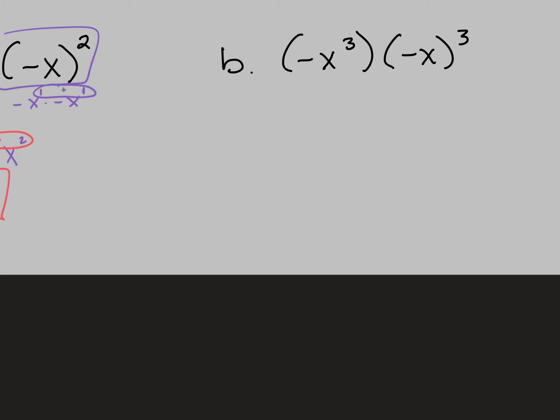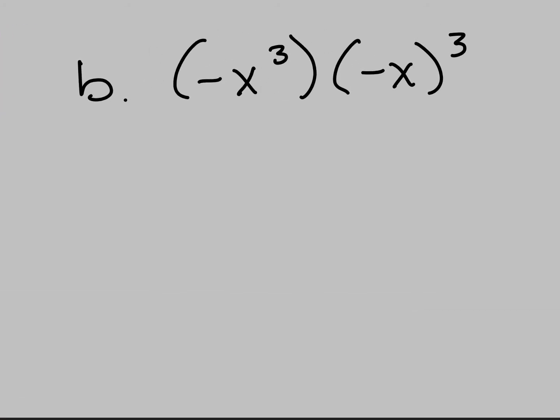All right, for B, it's kind of similar. In our first parentheses, what's that third power being applied to? Just the x, so that's just negative x to the 3rd power. In the second parentheses, what's that third power being applied to?